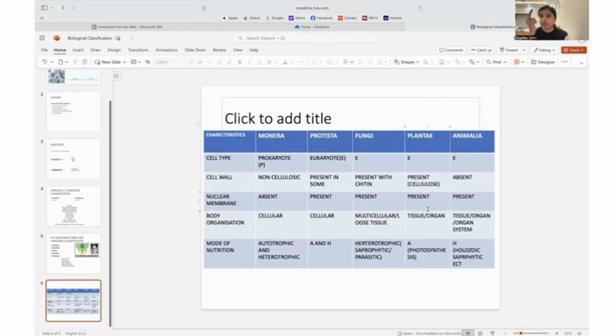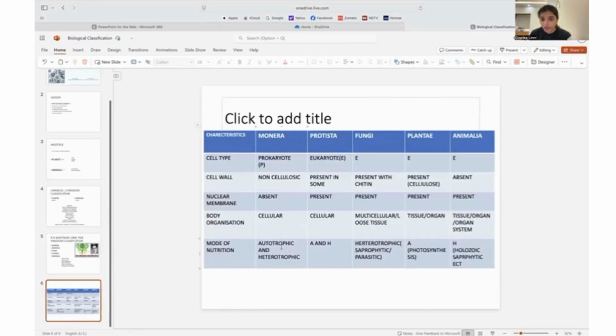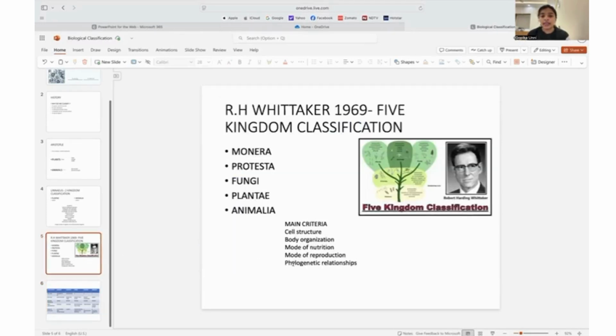Cellular. You remember that evolution basis. Okay. Then comes the mode of nutrition, autotrophs, heterotrophs. It's there here. Autotrophic and heterotrophic. Autotrophic and heterotrophic. It's heterotrophic only for fungi. Then Plantae, autotrophic only. Animalia again, heterotrophic only. Okay. And then mode of reproduction and phylogenetic relationships.